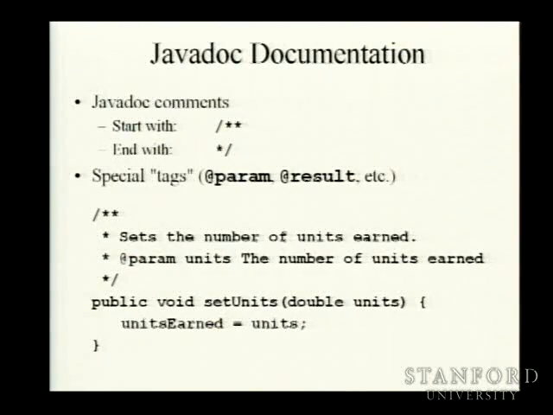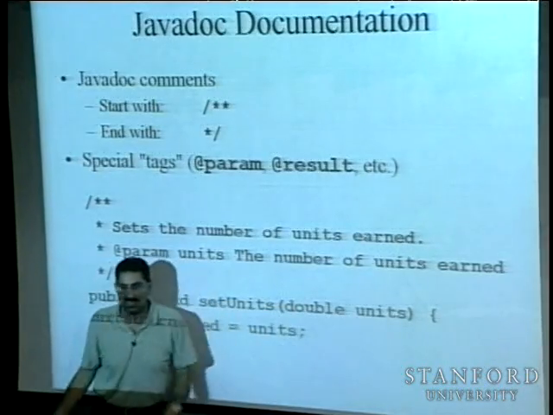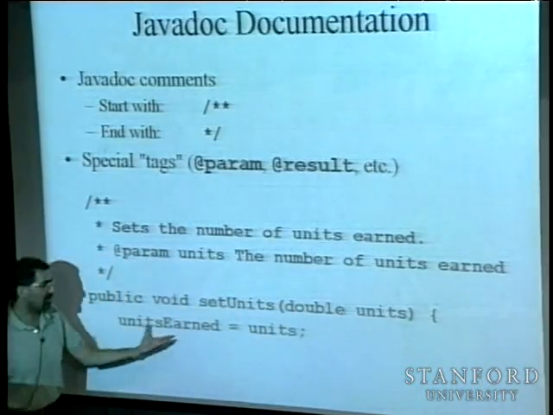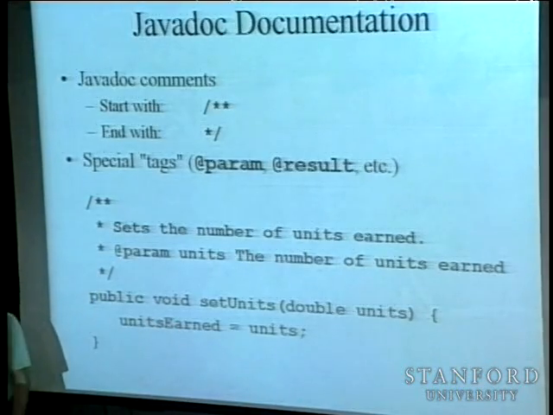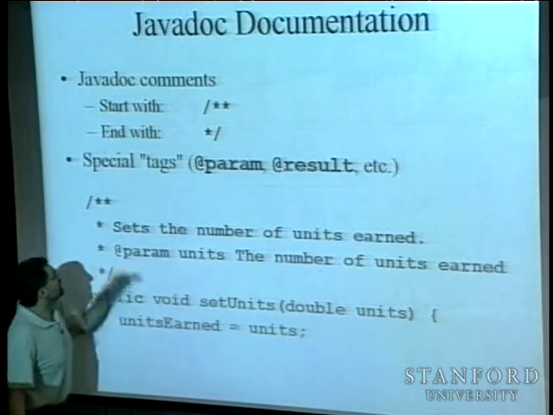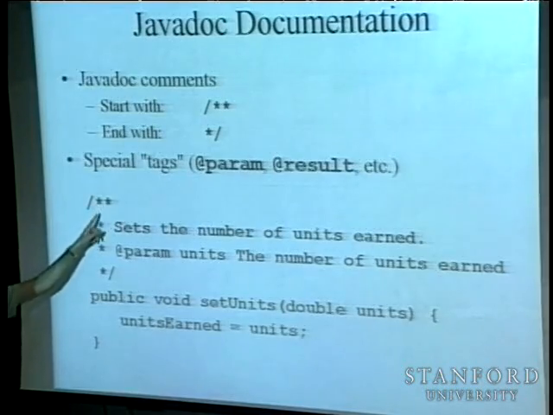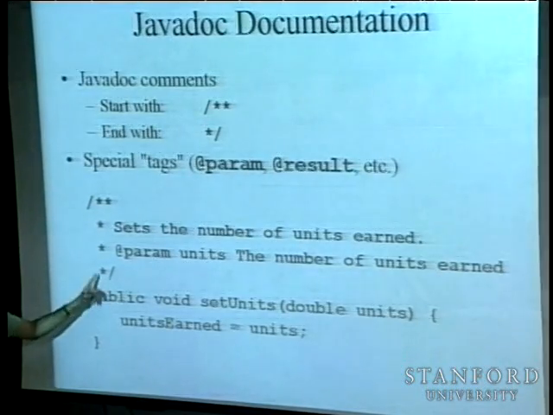Okay? So here is a method, and this method might be one that just sets the number of units someone earned. So it's called setUnits. It takes in some number of units as a double, and let's say we have some instance variable, unitsEarned, which is how many units you've earned at college so far, which just gets set to units. This comment here is a Javadoc comment, right? It starts with slash, 2 stars, and ends with star slash.